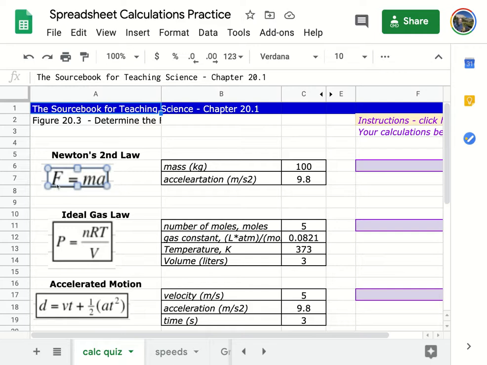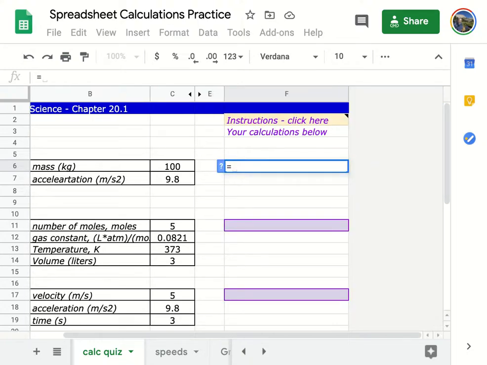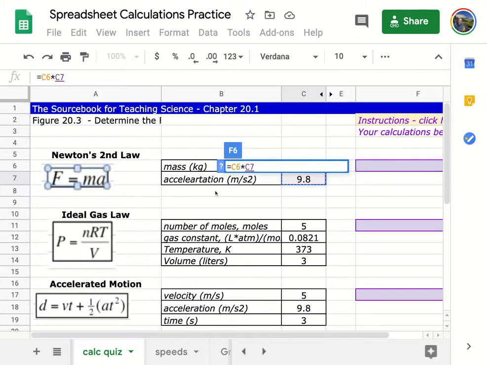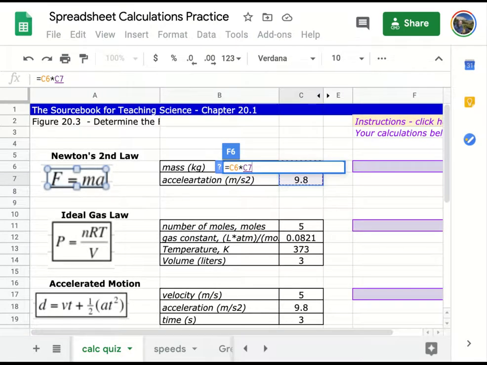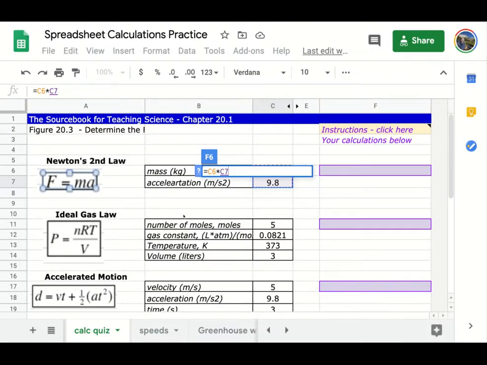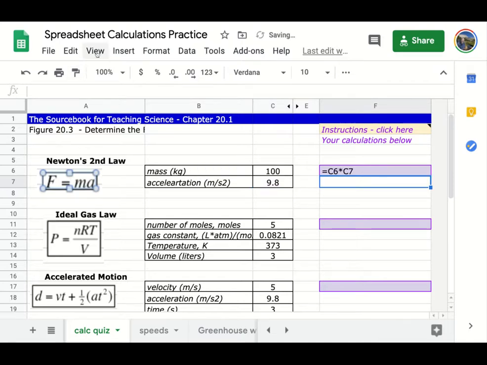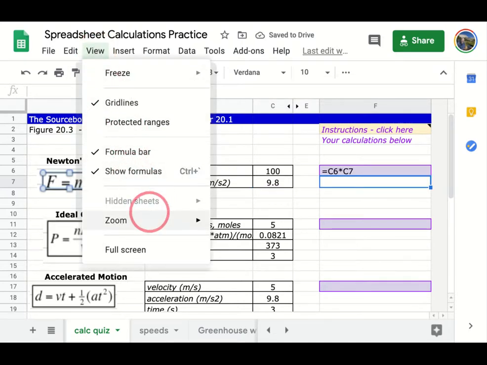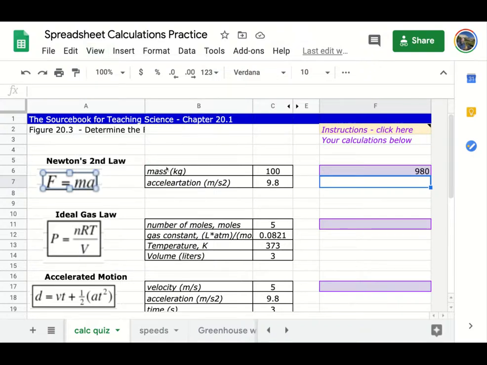Again, here are some simple formulas. F equals ma. So we'd say, well, there's mass and there's acceleration. I'll say equals, and now mass, which is this one right here, times acceleration, which is this right here. That's all I had to do, because that was what it was saying: force equals mass times acceleration. When I enter that, it will give you the value. I just change this back to turn the formulas off, and there's the value.